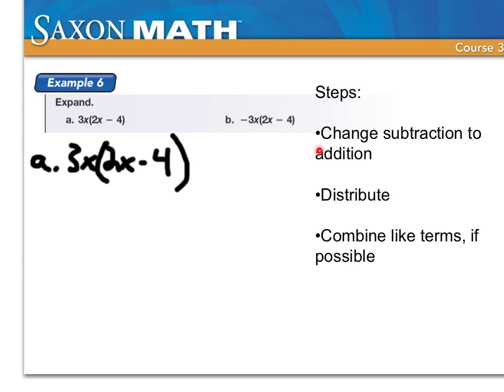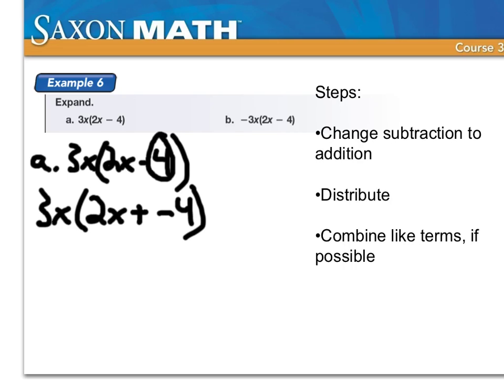Now the first step says to change any subtraction to addition. Remember we talked about how to do that in our subtracting integers, where we circle numbers we're taking away. Well, this 3x doesn't change, the parentheses don't change. Then I'm going to change my subtraction problem in here to an addition problem. The first part always stays the same. The minus goes to a plus. Then this 4 is going to change to the opposite of 4, which is negative 4. So we changed this subtraction problem in here to an addition problem.